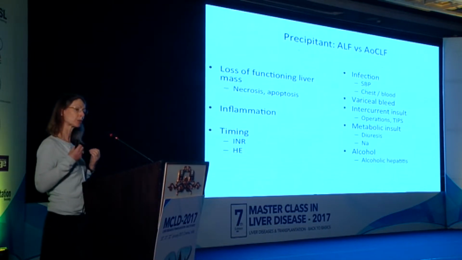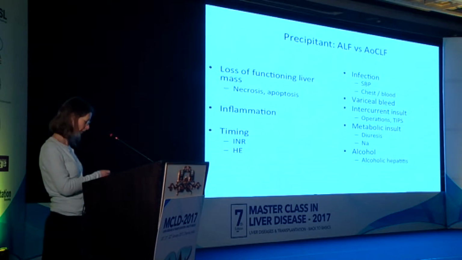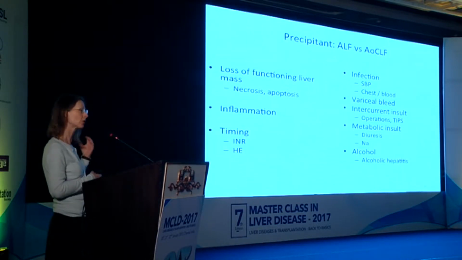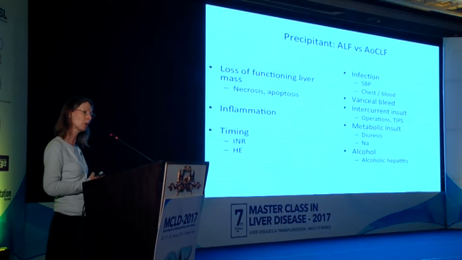In terms of precipitants, for acute liver failure, the important issues are that you get a sudden loss of liver metabolic hepatocyte capacity with necrosis and apoptosis. And what is very clear then is the role of inflammation as well as a secondary hit phenomena.